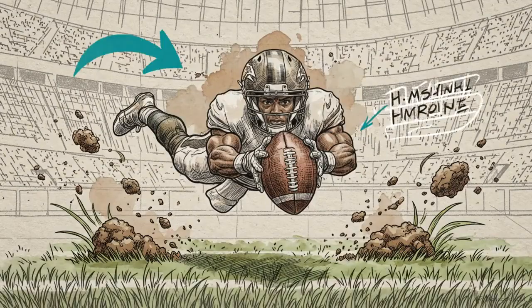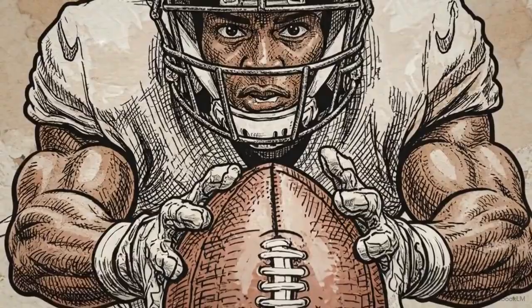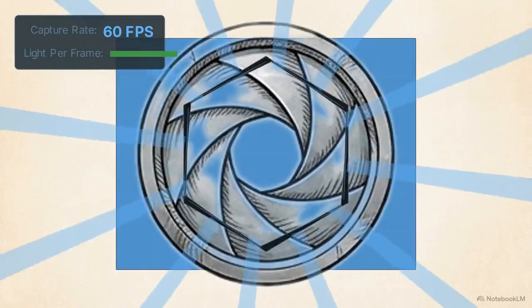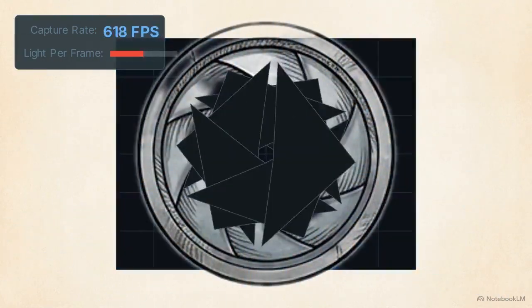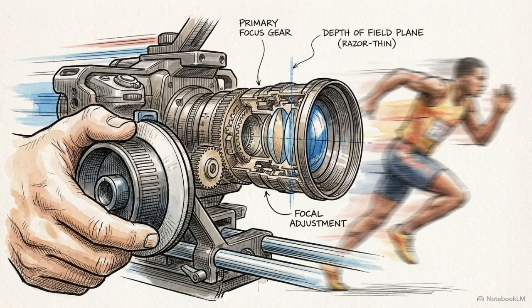To capture these forensic instant replays, productions deploy high frame rate cameras operating at up to 1,000 frames per second. Because the camera shutter opens and closes so rapidly, sensors receive drastically less light per frame. Operators must compensate with wide-open lens apertures, which creates a razor-thin depth of field and requires exceptional skill to keep a moving athlete in focus.